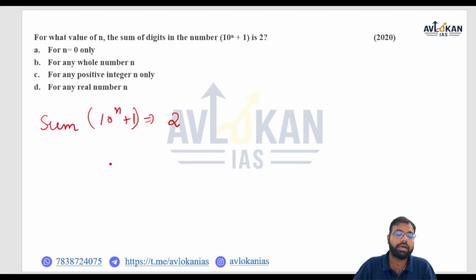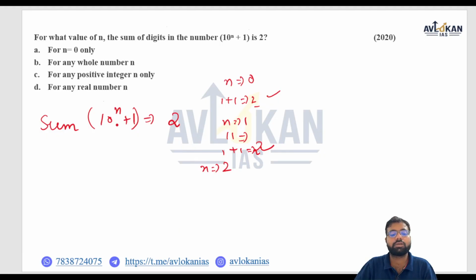Now if we keep n equal to 0, it's going to be 10 to the power 0, that is 1, plus 1 equals 2. Yes, it's satisfying. For n equal to 1, it's going to be 10 to the power 1 plus 1, that is 11, so 1 plus 1 is also 2. Next is n equal to 2: 100 plus 1 is 101. So that means it is following for n equal to 2.